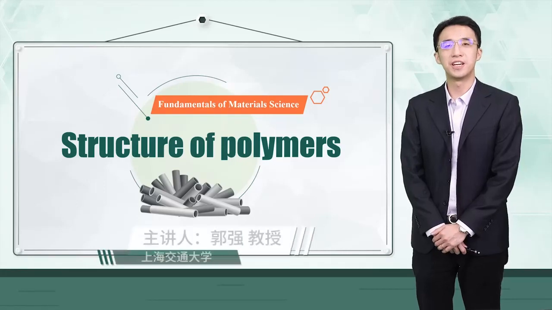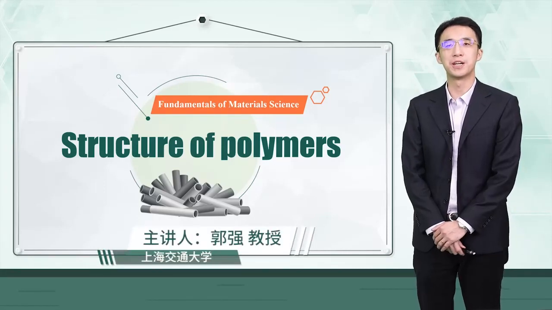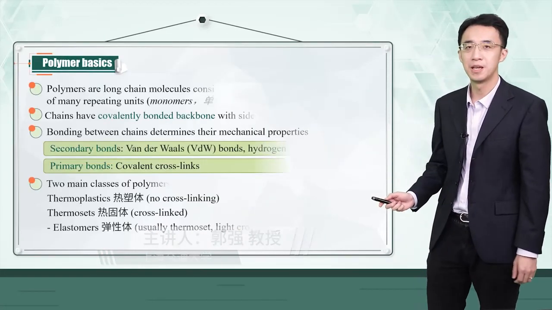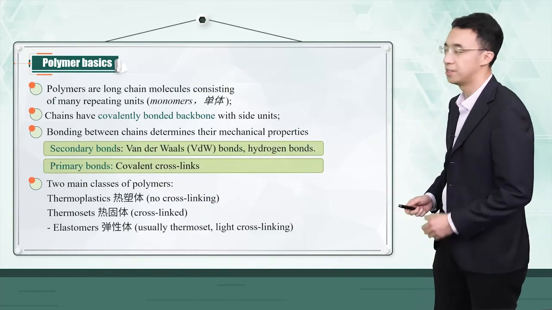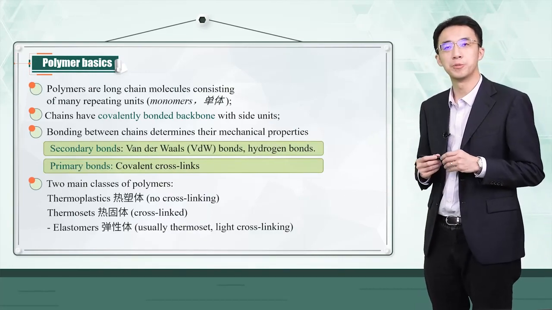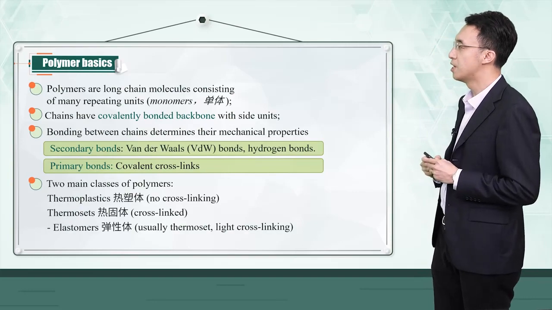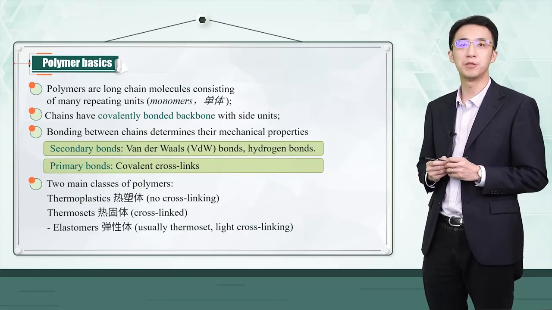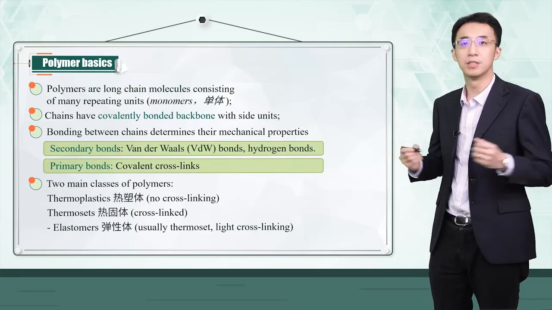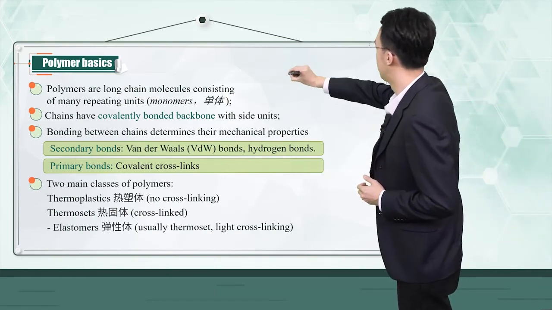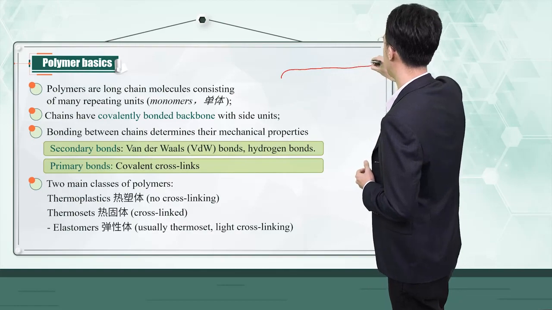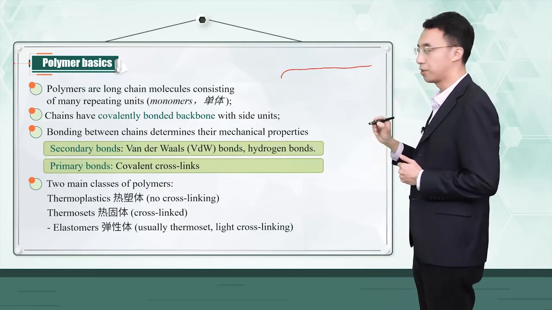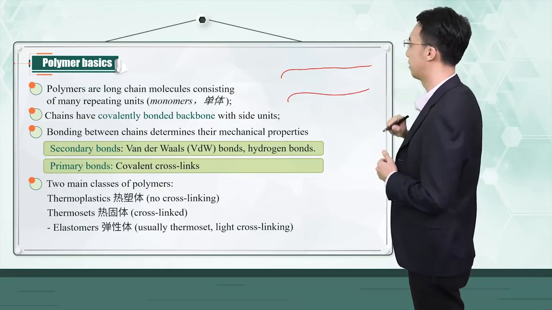Dear students, in today's lecture, we will talk about the structure of polymers. Polymers have a very different structure compared to metallic and ceramic materials. Polymers are long chain molecules consisting of many repeating units, called monomers. Essentially, this is one chain of molecules, and this is another chain.